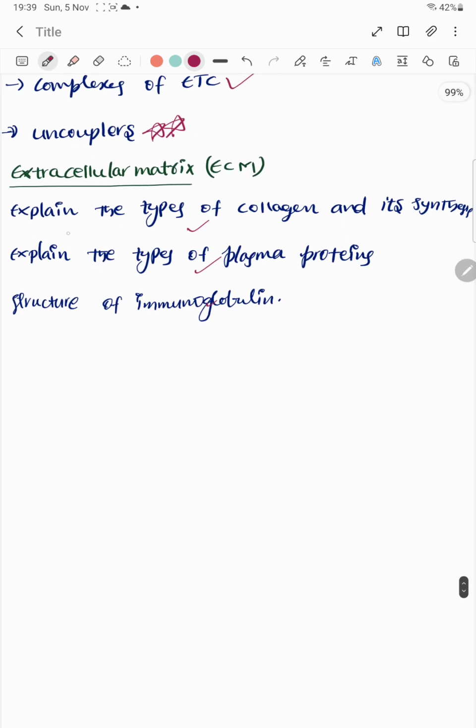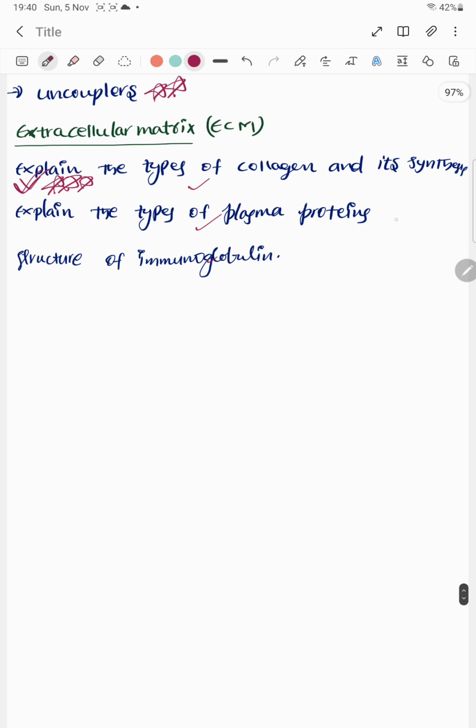You can see: explain the types of collagen and its synthesis. Synthesis of collagen and types is very, very, very important. Don't spare this question, so star marks again. And explain the types of plasma proteins. We have some plasma proteins like albumin, globulin, fibrinogen, all these are plasma proteins. You can explain about them. For each plasma protein, you should mention at least 5 to 10 points. So this is also very, very important. A lot of times this question was asked in university exams, so don't spare it, again star mark.